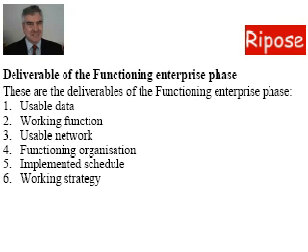In row 6, the functioning enterprise scope, the deliverables are 1, usable data, an extension to the data definition. 2, working function, an extension to programs. 3, usable network, an extension to the network architecture. 4, functioning organization, an extension to the security architecture. 5, implemented schedule, an extension to the timing definition. And 6, working strategy, probably an extension to the rule speculation.